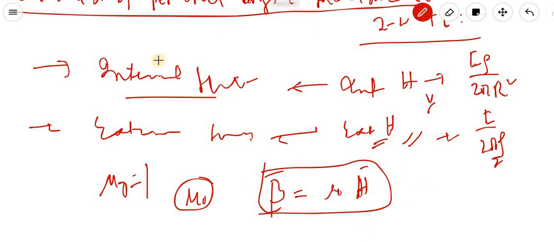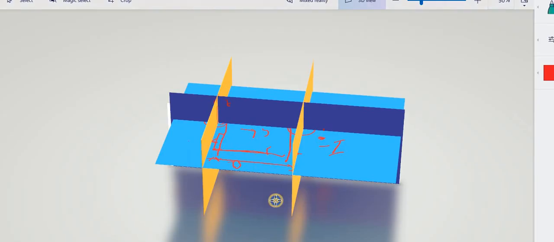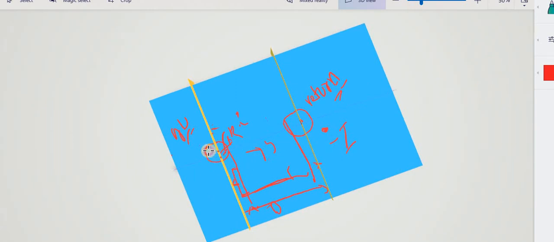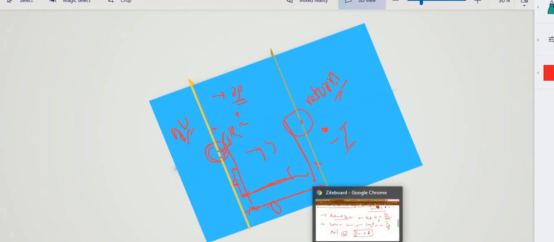So now, what would be the flux linkage for a small change of area? Suppose inside this I am considering one small radius rho, but with a small change d rho. If you change by d rho, then what would be the magnetic flux?